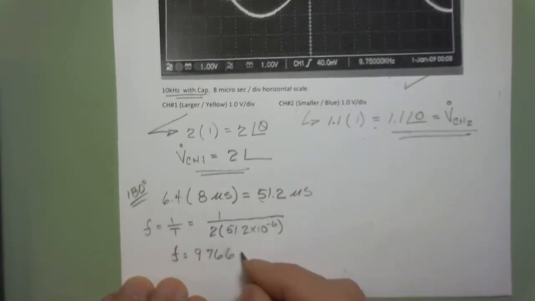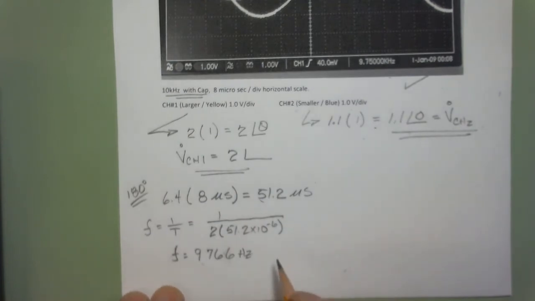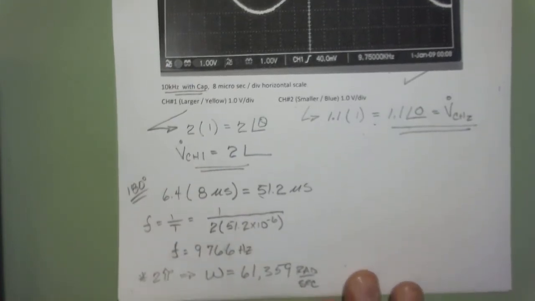9766 hertz. We don't really want hertz, so we're going to multiply that by 2 pi. So I'll multiply that by 2 pi, and we get then that the omega in radians per second, multiplying by 2 pi, is 61,359 radians per second. Okay, so that's our omega.